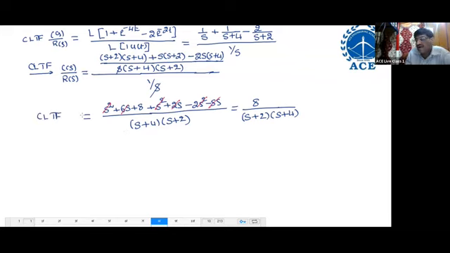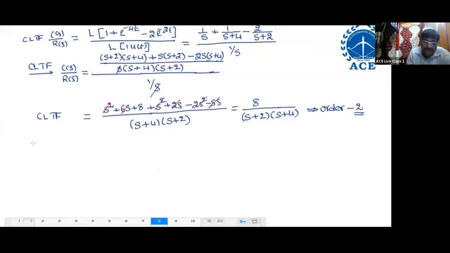Now I can write here the order. What is the order of the system? The order is 2. Order of the system is 2. Next, find the type.